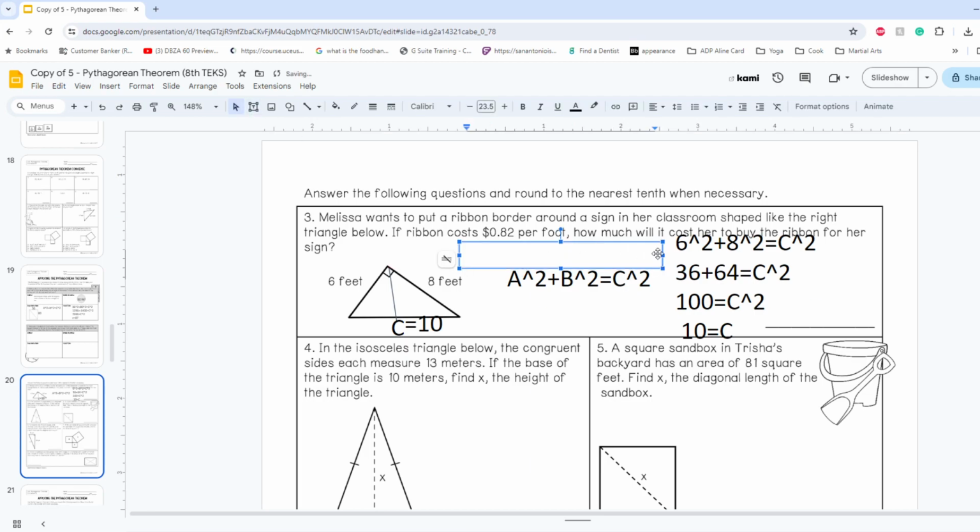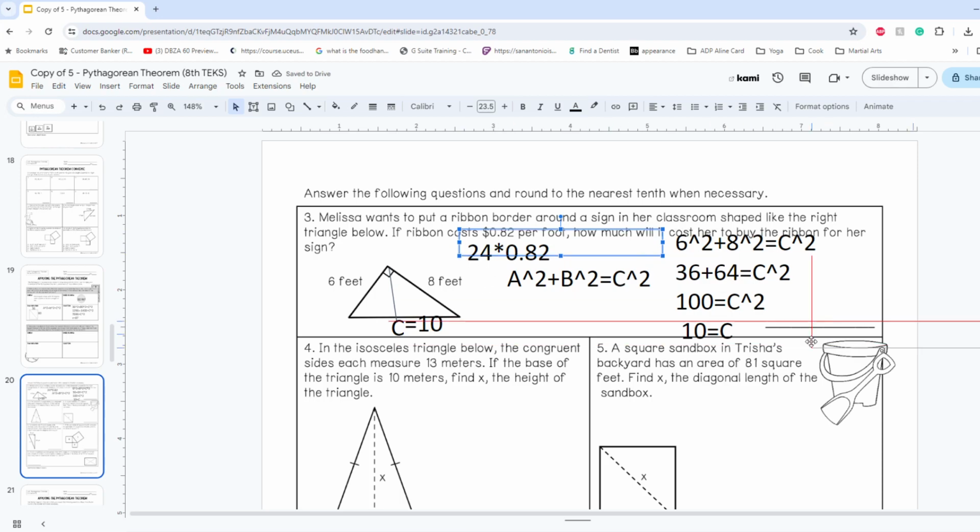So 6 plus 8 plus 10. 18 and 6 is 24. So that means I have 24 feet in total all around. And then multiply that times what we're looking for, 0.82. If you put this in a calculator and you multiply it together, this will give us our answer for the result.